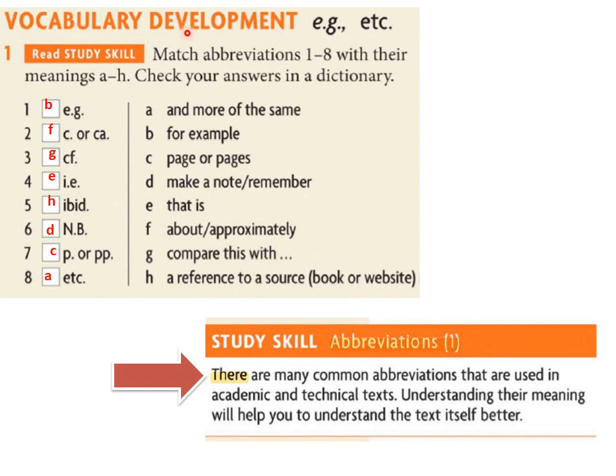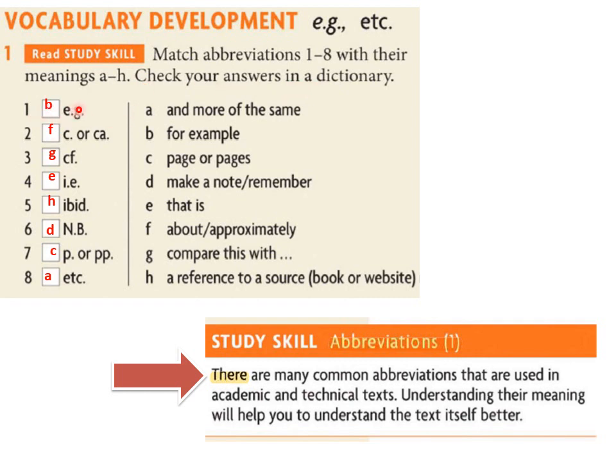In the vocabulary development section, we are going to study abbreviations, and there are many common abbreviations that are used in academic and technical texts. So understanding their meaning will help you to understand the text itself better. And in exercise 1, you are asked to match the abbreviations 1 to 8 with their meanings A to H, and check your answers with the dictionary.